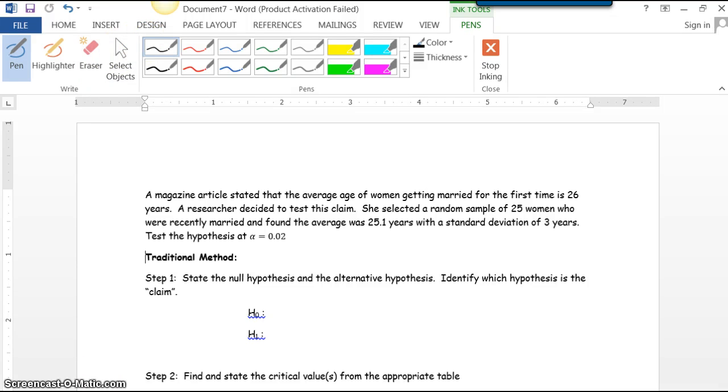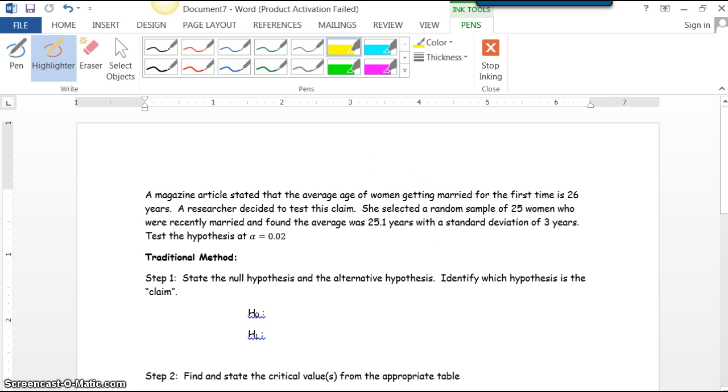We are doing a hypothesis test for the population mean, and we are using the traditional method. A magazine article stated that the average age of women getting married for the first time is 26 years. A researcher decides to test this claim, and so she selects a random sample of 25 women who were recently married and found the average age to be 25.1 years with a standard deviation of 3 years. We'd like to test the hypothesis at an alpha of 0.02.